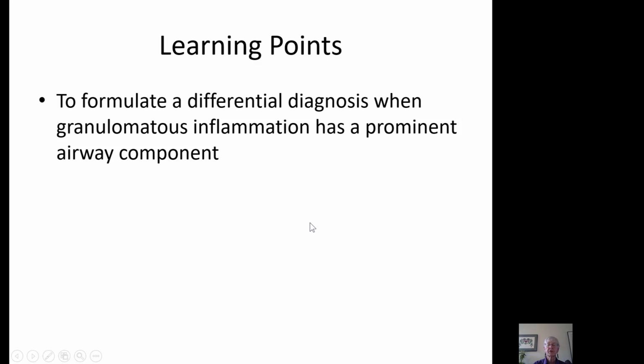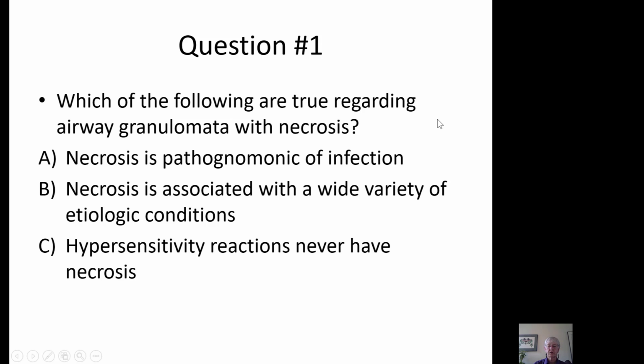So the learning points of this session were to identify the various entities which can have a prominent airway component of granulomatous inflammation. And here are your questions.